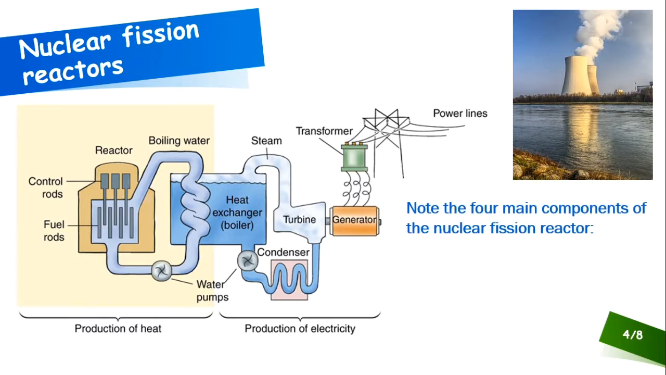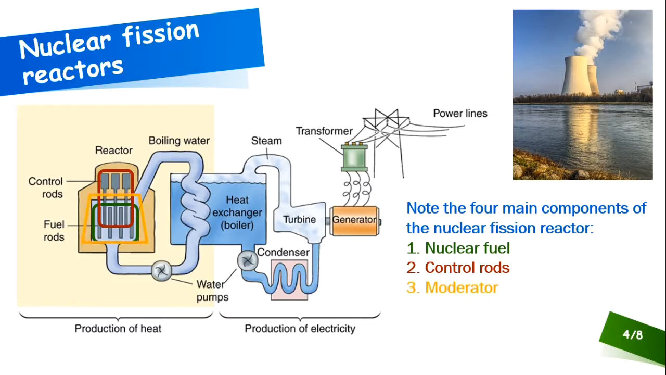Notice there are four main components to the nuclear fission reactor. The first is the nuclear fuel, that's the fuel rods. The second is the control rods, so you can control the nuclear reaction. Then you've got what's called a moderator, which is basically the containment unit for the fuel rods. And then you've got the heat extracting fluid to take the heat out from the nuclear reaction so that we can then do usable work with it. These are the four main components for your nuclear fission reactor.